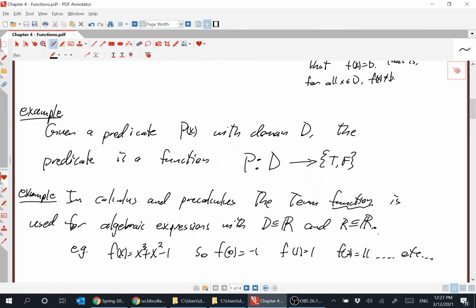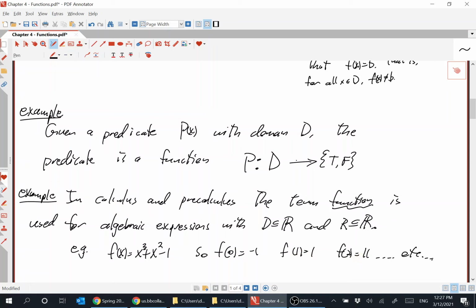So examples of functions that you've been looking at: in calculus and pre-calculus, the term function is used for algebraic expressions, with the domain being some subset of the real numbers and the range being a subset of the real numbers. So like polynomials, right? f of x equals x to the third plus x squared plus 1. So f of 0 is negative 1. f of 1 is 1. f of 2 is 11.